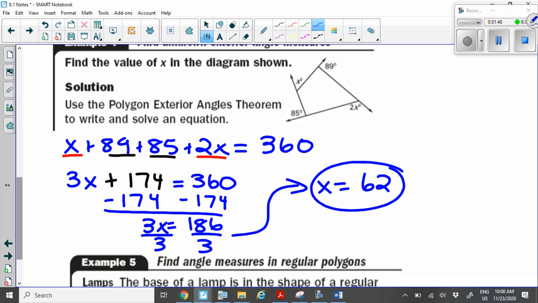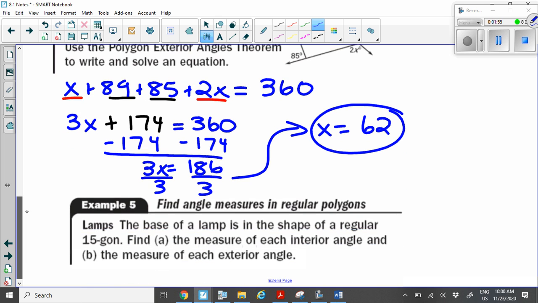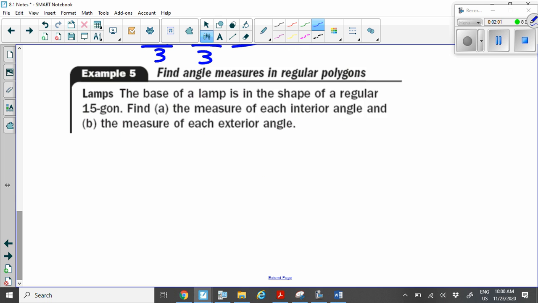Okay, let's go ahead and do example 5. Now this is going to be talking about both interior and exterior angles, but of regular polygons. And we're going to talk about what is a regular polygon. Okay? So example 5, it says the base of a lamp is in the shape of a regular 15-gon. Find first A, the measure of each interior angle, and then B, the measure of each exterior.